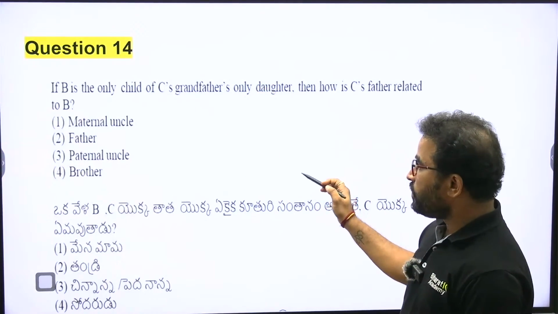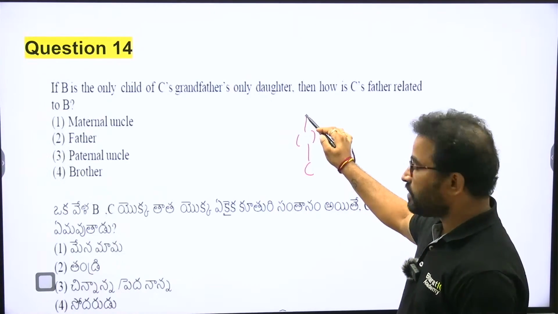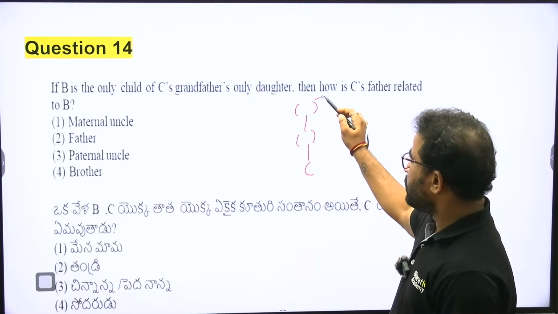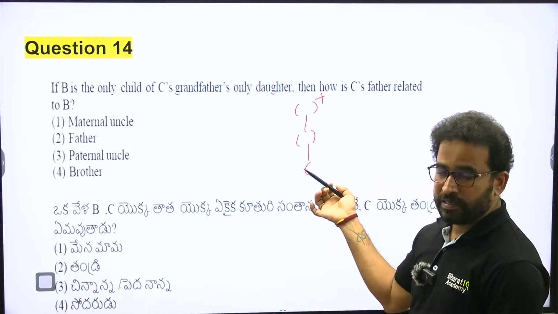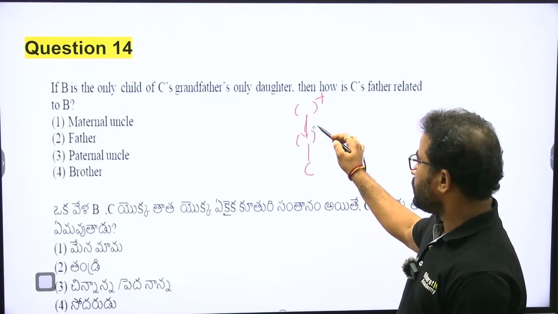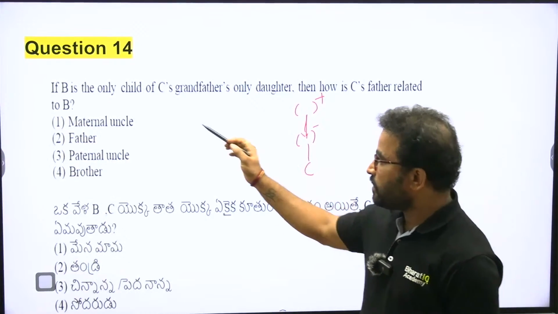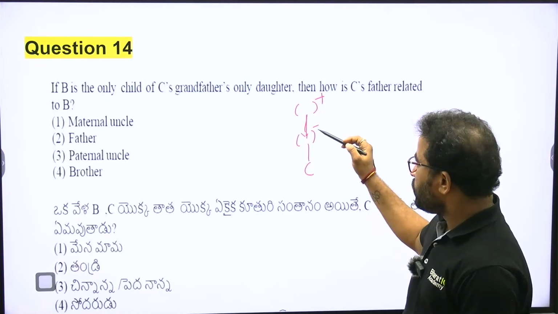So B is the only child of C's grandfather's, that is, father or mother, whatever it may be. Only child. Grandfather is male, so from the male point of view we can place it. I will explain all those things in the classroom session. Only daughter again, we are getting here. This is called B is the only child of C's grandfather's only child.